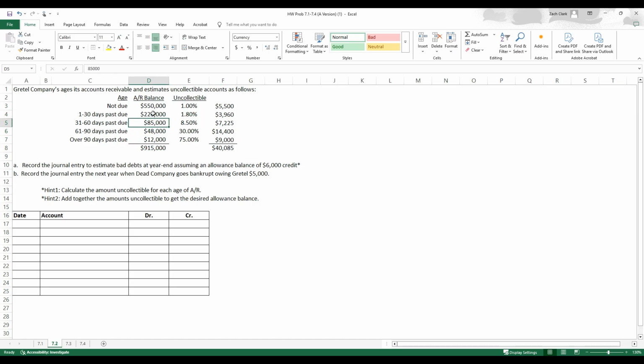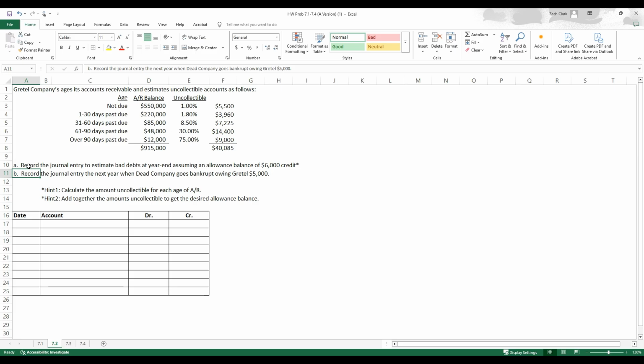And again, this is broken down by when the sale originally occurred. If it occurred a long time ago, they were supposed to pay us, and it's been over 90 days since that amount was due to us. Again, there's a high likelihood we're not going to collect on that amount at all. And so here we're asked to do a couple things.